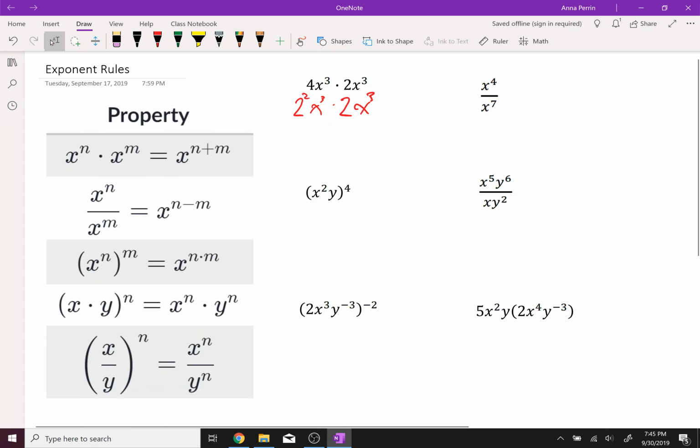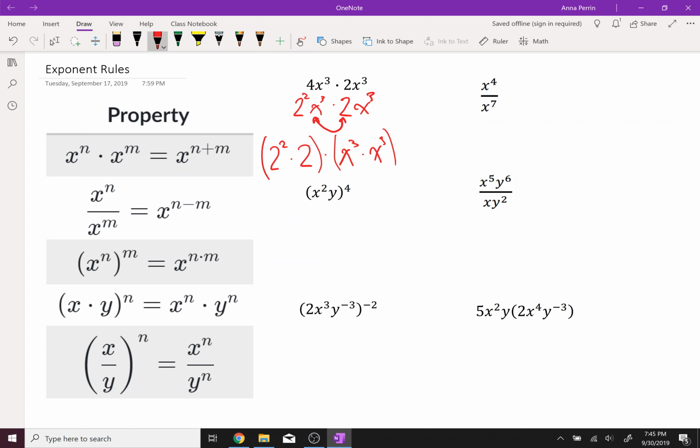Now, the thing about multiplication is that it's commutative. That means that its order can change. 2 times 3 is the same as 3 times 2. So similarly, I can change the order to regroup it so that my 2's are together and my x's are together. So I'm going to rewrite it as 2 squared times 2 times x to the third times x to the third. I'm also going to regroup it with some parentheses because multiplication is also associative, which means that we can group it however we like.